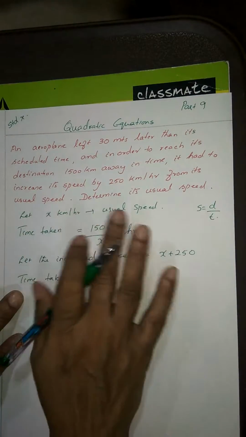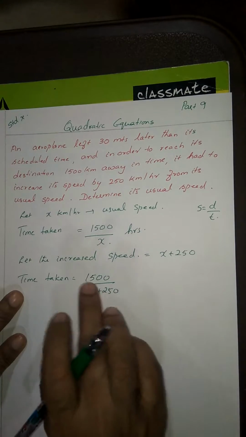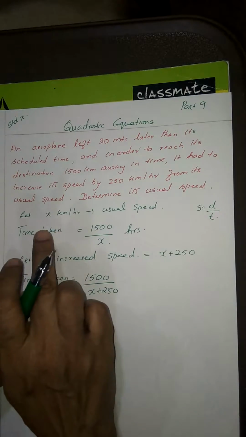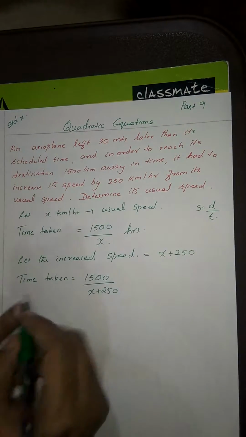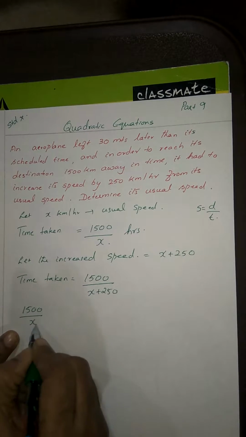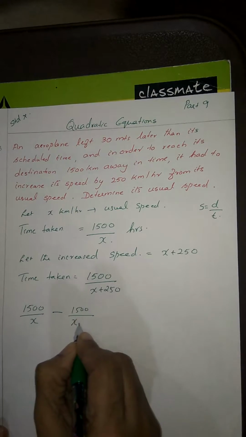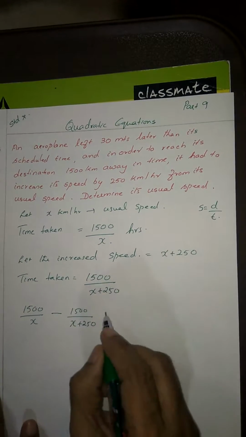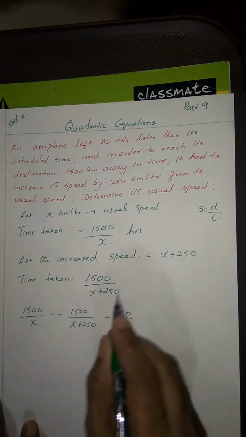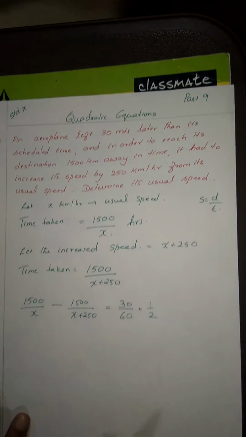Now with the usual speed, this is the time taken. With the increased speed, the time taken is this. The time taken will be less because the speed has increased, so here the time taken is more. So we will subtract: 1500 by x minus 1500 by x plus 250 is equal to 30 minutes. You have to convert it into hours, 30 by 60, that is equal to half.